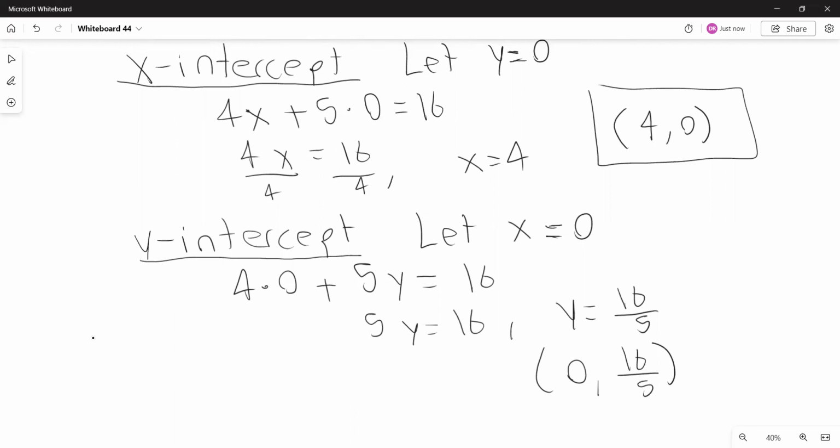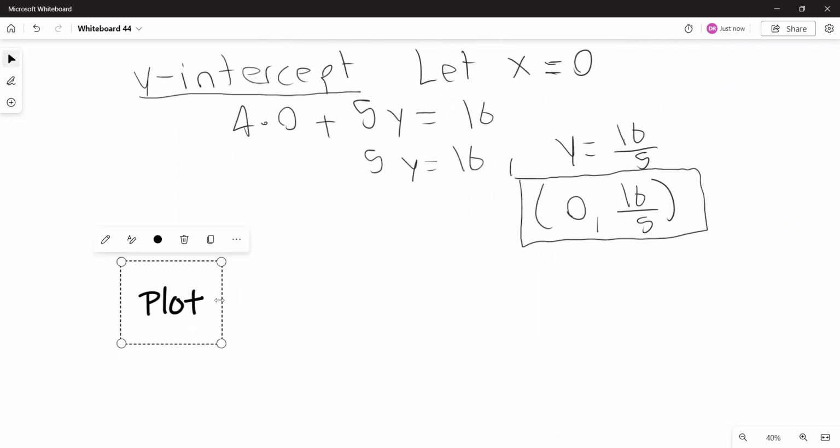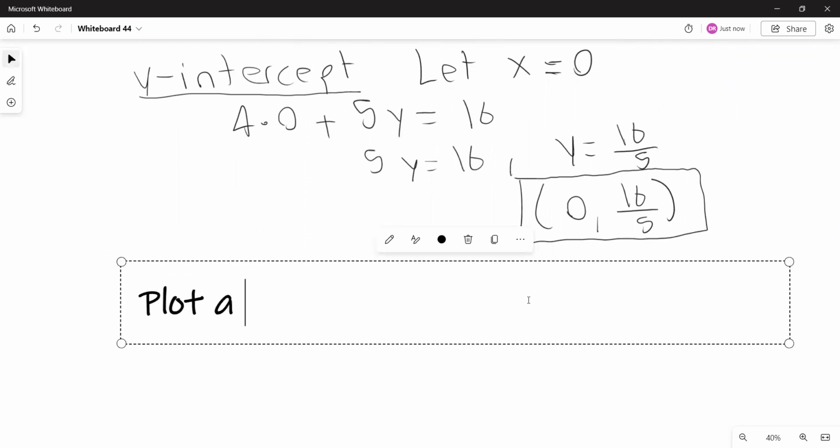Okay, so to draw the graph of a line, all we need are 2 points. Now the problem is that one of the intercepts involves a fraction, and those are not the nicest points to graph. So we're going to plot a third point, one that has integers, so it's a little bit easier to graph the function. Let's plot a third point, also known as a checkpoint.